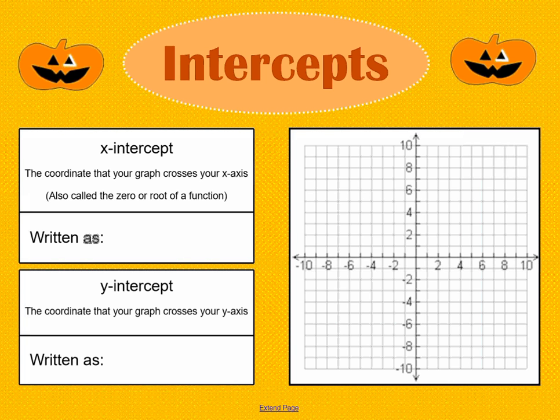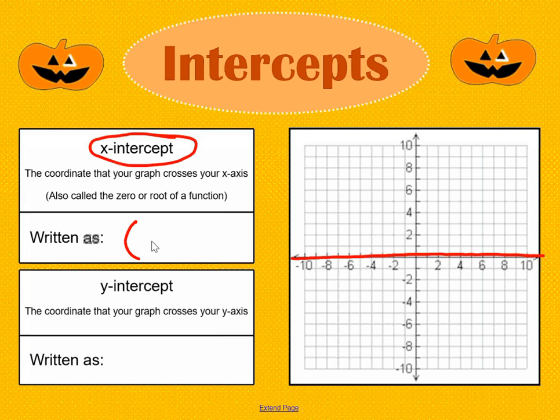Intercepts are two different things. The first one can be an x-intercept. That is where your graph crosses your x-axis. This would be written as x comma 0. This can also be called the zero or a root of a function.